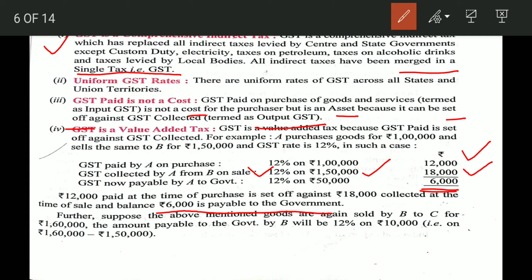Now here, if you note that GST is not paid on 1,60,000. A had collected on 1,50,000 from B. So when B further gives it to C for 1,60,000, the tax payable to the government by B will not be on 1,50,000. It will be on the difference, 1,60,000 minus 1,50,000, that is 12% of 10,000. So this is the step of charging GST. It is only on the add-ons. It is not on the original rate.